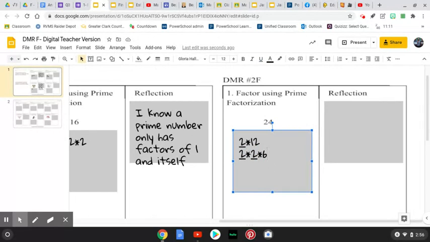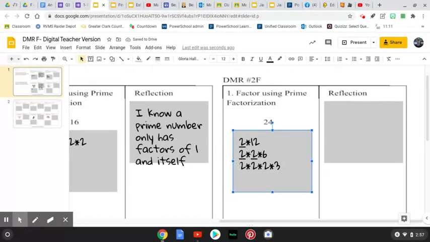It's not just 1 times 6. I can write that a different way. So I'm going to bring down my 2 times 2. But the 6 can be changed. It can be factored into 2 times 3. So I'm going to rewrite that 6 as 2 times 3 instead.